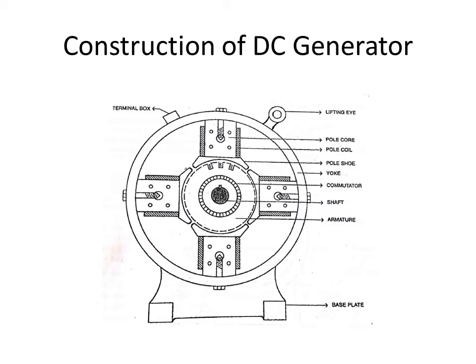You can see here the construction of the DC generator, with the commutator part which converts the alternating voltage into direct voltage. This is a cross sectional view of the DC generator. In this diagram, the outermost part is the yoke, which provides the mechanical strength to the DC generator. After that, the inner part is the poles and pole shoes. The poles provide the magnetic flux.